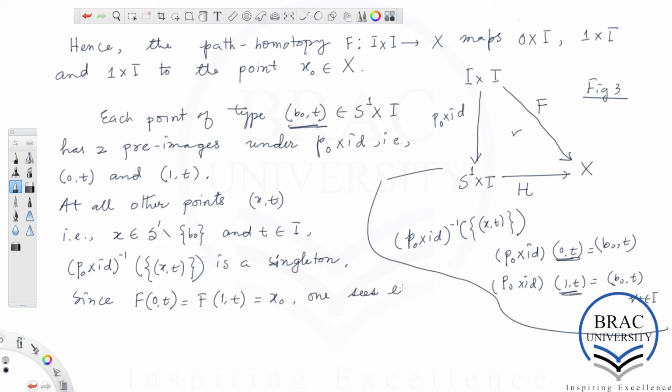One sees that f is constant on the inverse image of x comma t under P0 cross ID for all x comma t in S1 cross I. So this is what we have checked.